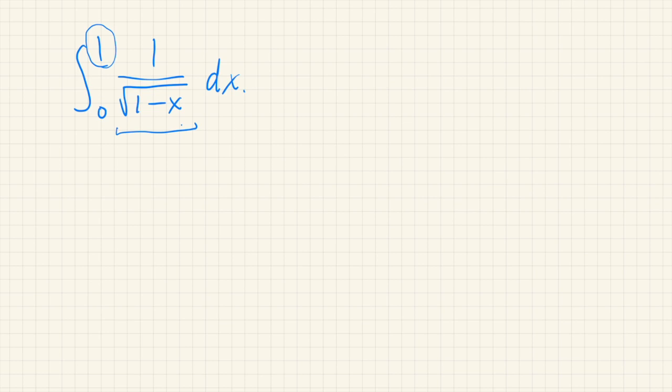Okay, let's see a few examples. First, consider this integral from 0 to 1 of 1 over square root of 1 minus x dx. As you can see, this integrand, 1 over square root of 1 minus x, is undefined at x equal to 1, but that is included here. So this is an improper integral if this integral exists at all. So let's try to calculate this integral. So if this exists, then it should be this limit.